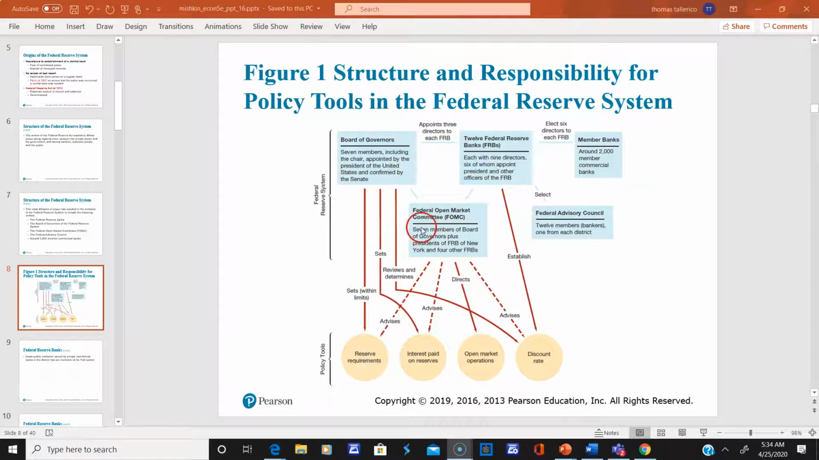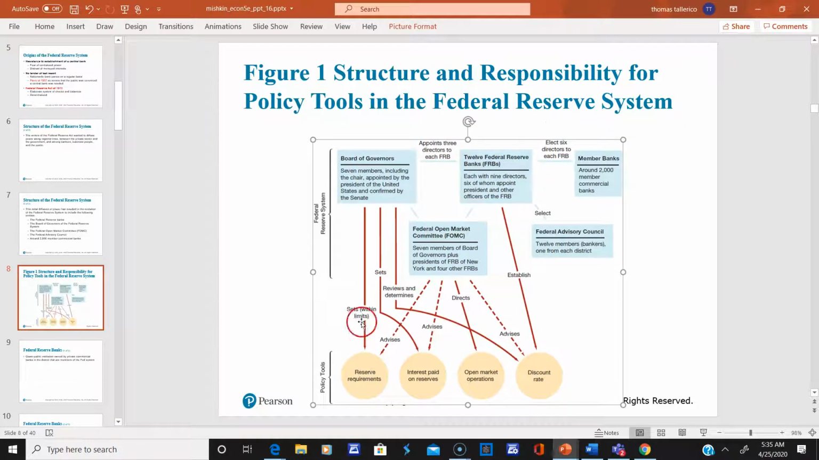And here's what they do. There's the committee called the Federal Open Market Committee: 7 members of the Board of Governors, plus the presidents of the Federal Reserve Bank of New York and 4 other Federal Reserve Banks. So there are 12 members of the FOMC, the Federal Open Market Committee. And there's also a thing called the Federal Advisory Council. And what do they do? What do all these Federal Reserve System groups in the blue boxes here do?